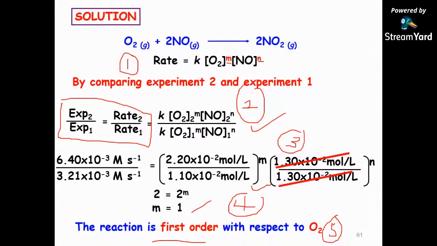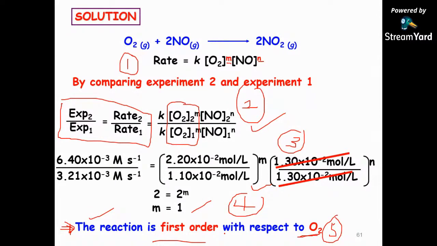So the reaction is first order with respect to oxygen. Because in this case, you cancel the nitrogen monoxide, so what remains here is that you are finding the order of the reaction for oxygen. So these sentences you have to write down. This is the conclusion. It's a must. And then the pattern of the conclusion is like this. Don't change other sentences. Follow it exactly: the reaction is first order with respect to oxygen. Follow it, no other wording.